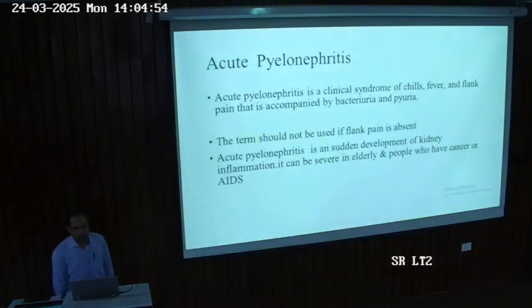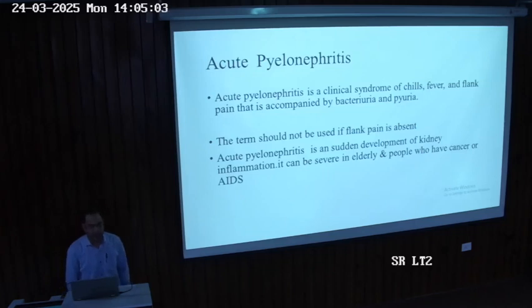So acute pyelonephritis is the clinical syndrome of chills, fever, and flank pain that is accompanied by bacteriuria and pyuria. If a patient has only bacteriuria and pyuria but no flank pain, then, because the kidney is located in the flank region, we can't call it acute pyelonephritis. That is a simple UTI.